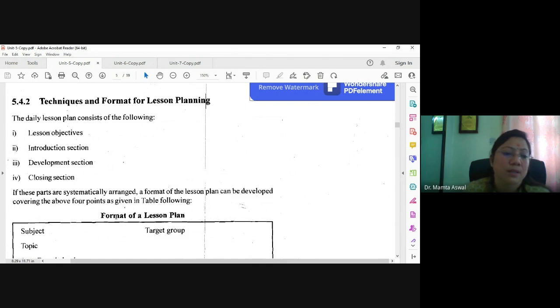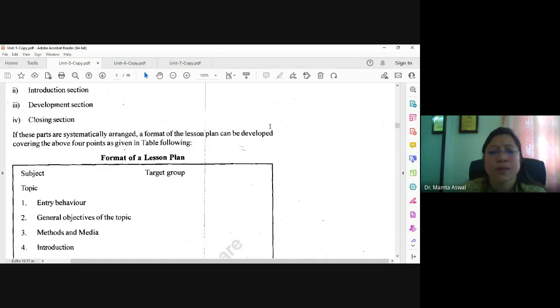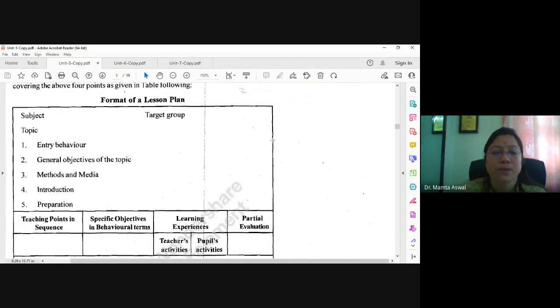Then there will be an introduction section where the teacher will introduce the lesson. There will be a development section where you will develop the lesson. You will teach, basically, you will explain the things. And then there will be a closing section where you will close the chapter at the end of that particular time period. These four points are further detailed in this format you can see on the screen.